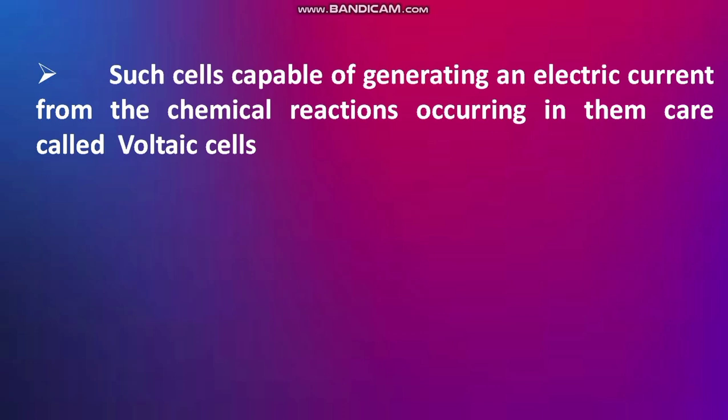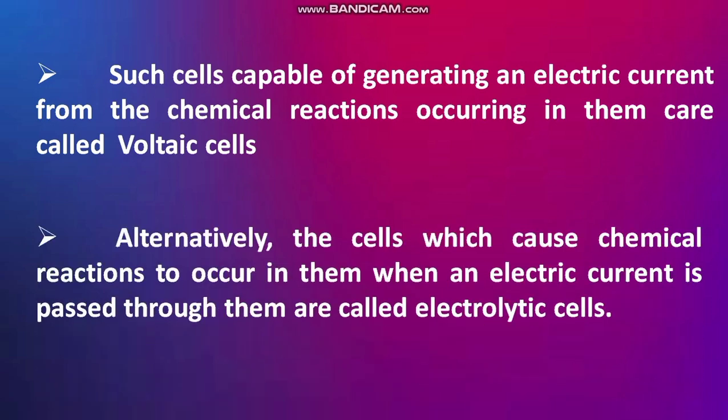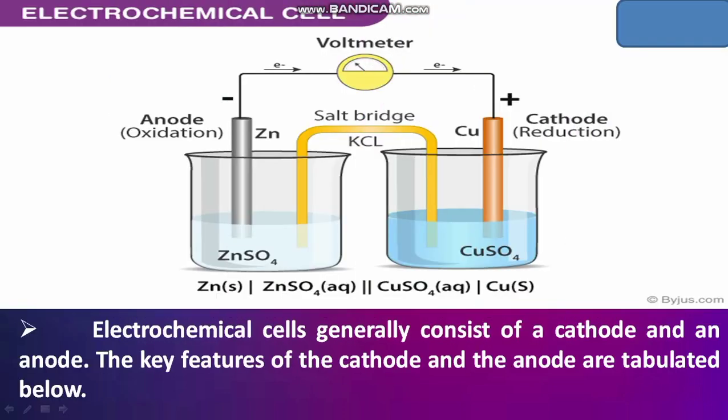Such a cell, capable of generating an electric current from the chemical reactions occurring in them, is called a voltaic cell. Alternatively, the cell which causes a chemical reaction to occur in it when an electric current is passed through it is called an electrolytic cell. That is electrochemical cells.